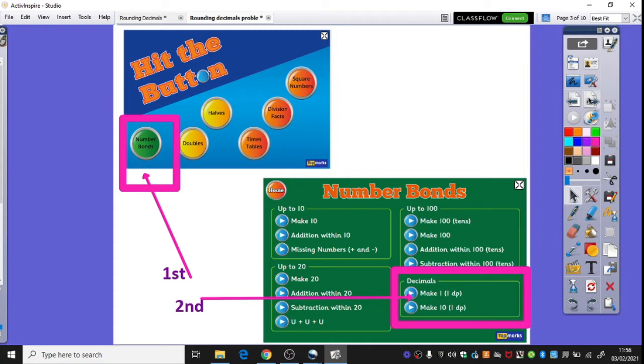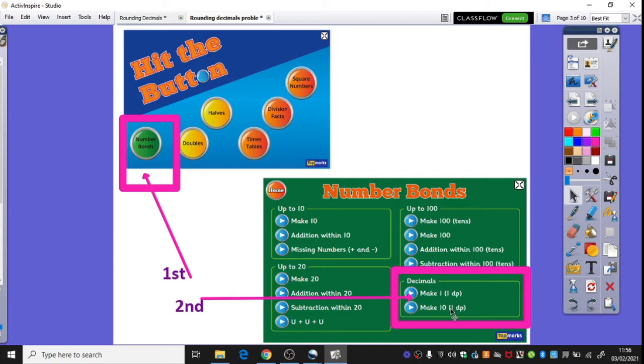On your task sheet today there is a link that takes you to Hit the Button, which should come up with a page like this, and this little button here makes it full screen. So you're going to click on the number bonds option first, and then second of all you're going to choose your own level of challenge. Here is the decimal number bonds to make 1 and make 10. So this is where I'd like lots of you to start if possible, please.